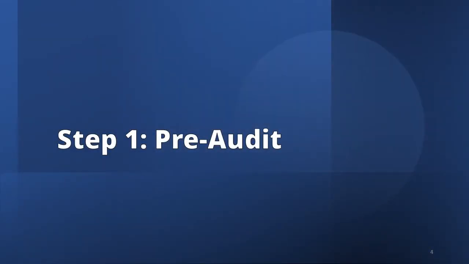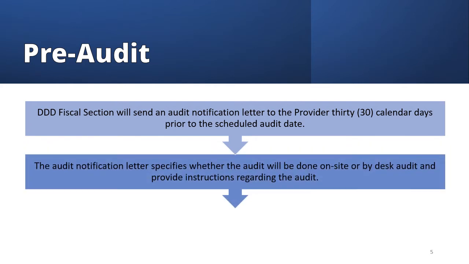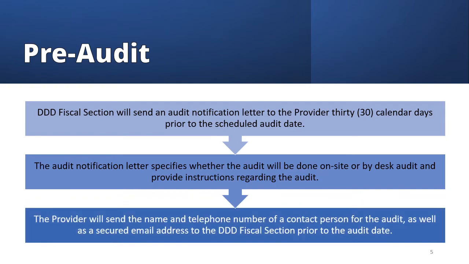Step 1, pre-audit. There are 3 different aspects within the pre-audit. The DDD fiscal section will send an audit notification letter to your agency within 30 calendar days. The audit notification letter specifies whether the audit will be done on site or by desk, and will provide instructions regarding the audit. Your agency will send the name and telephone number of a contact person as well as a secured email address to the DDD fiscal section prior to the audit date.